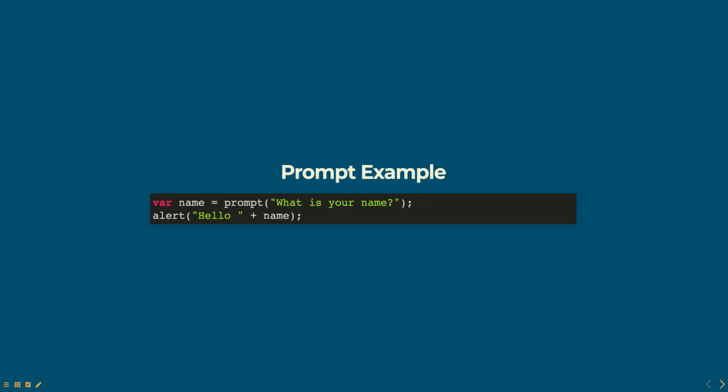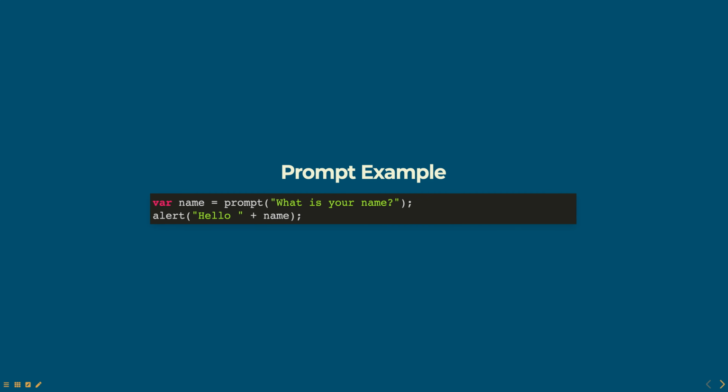Once the user enters their name and clicks the OK button, the value entered will be stored in the variable name. Then the code uses the alert function to display a message, "Hello," followed by the name entered by the user. Here is a breakdown of what's happening in the code.